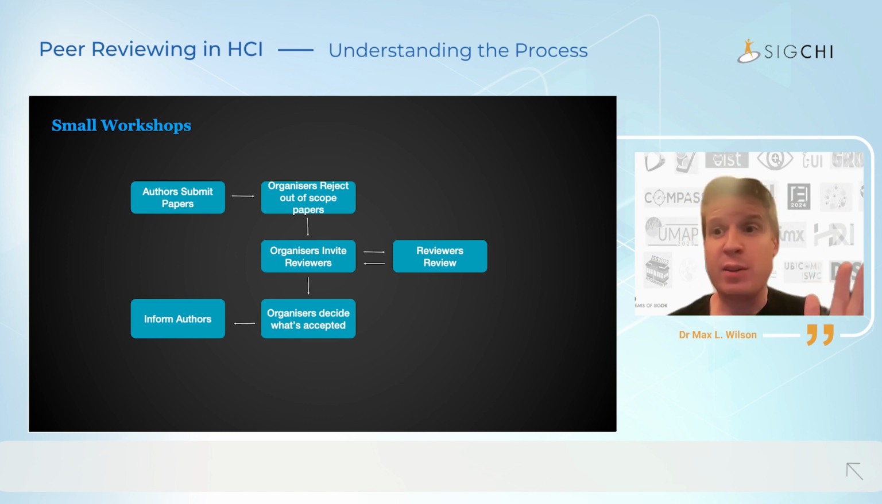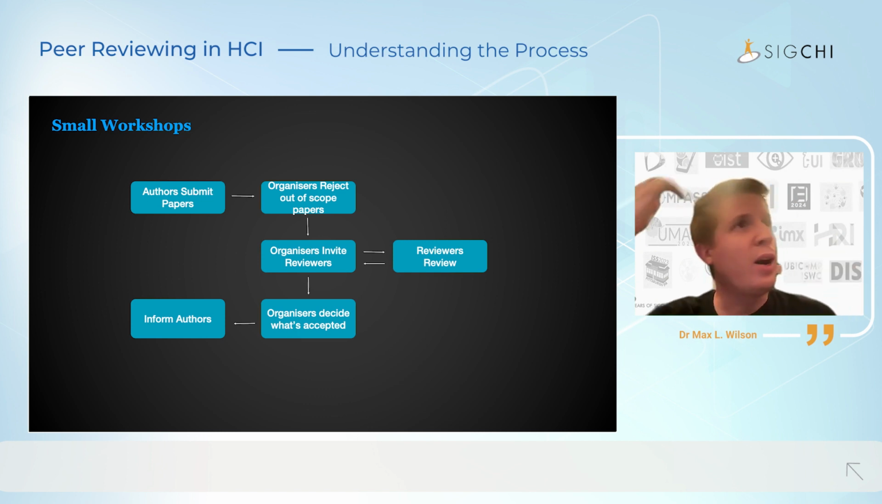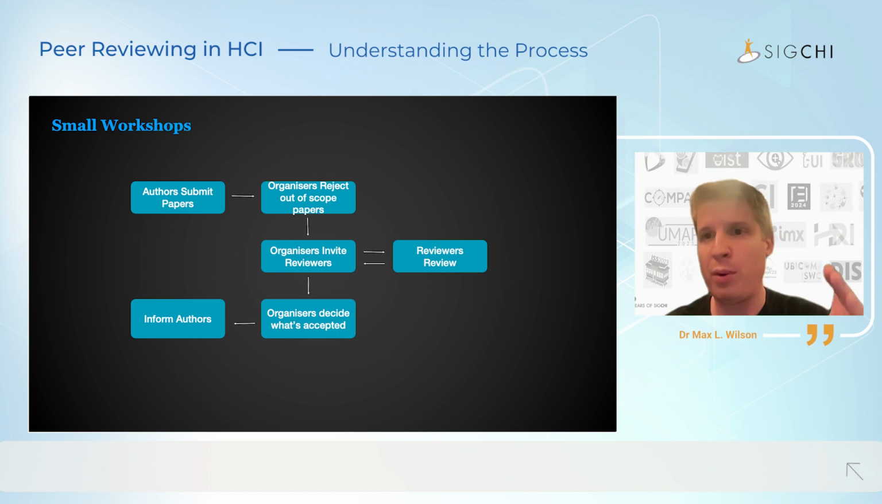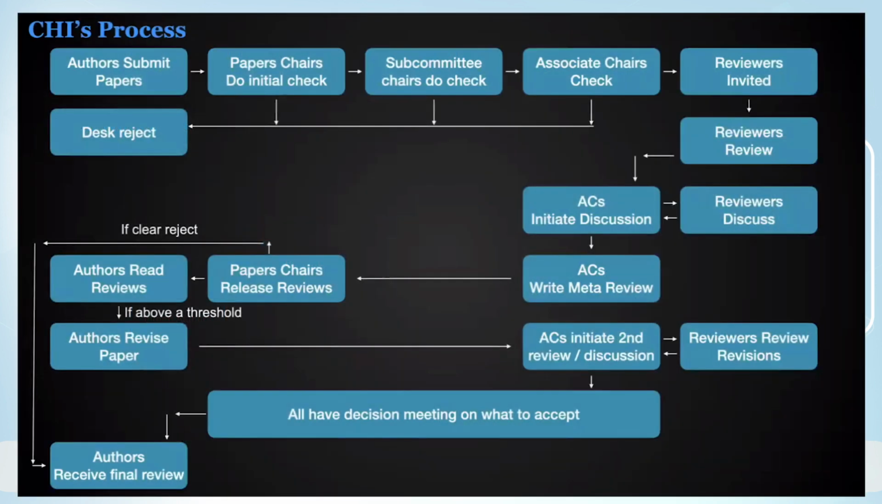So what I'm going to show you next is the process behind HCI, which is big and complicated. I can't really do this for every conference out there, but hopefully this shows you an example of a big scope for a big conference, and then a smaller process for a smaller conference after that. So this is currently the process for HCI, which is increasingly big. It's one of the biggest venues in our field. There are several big conferences, and this is one of them.